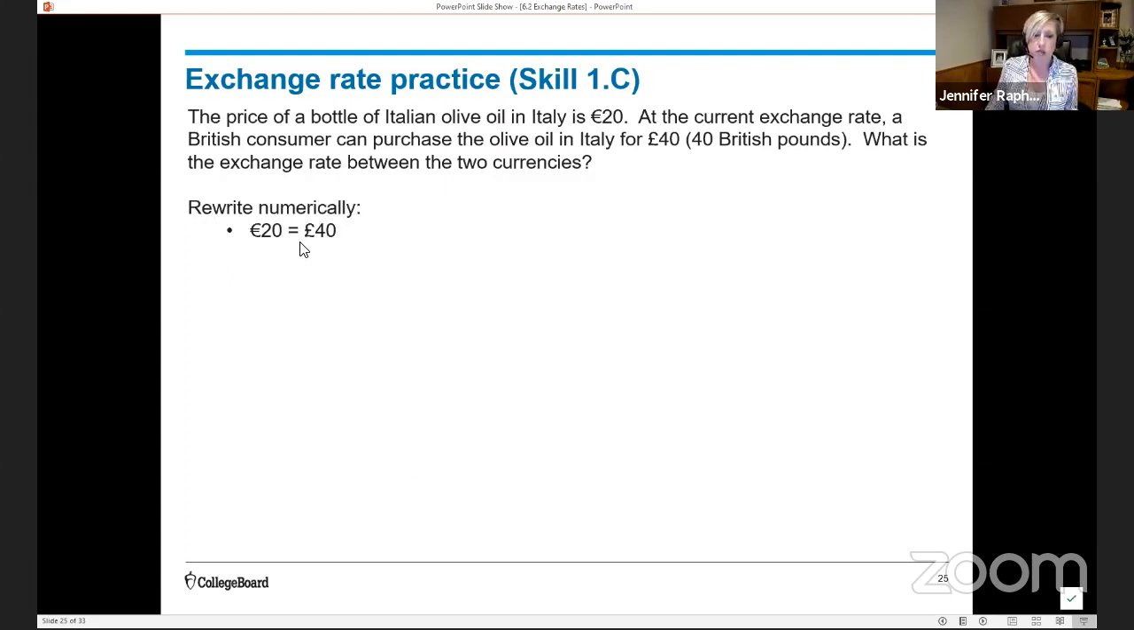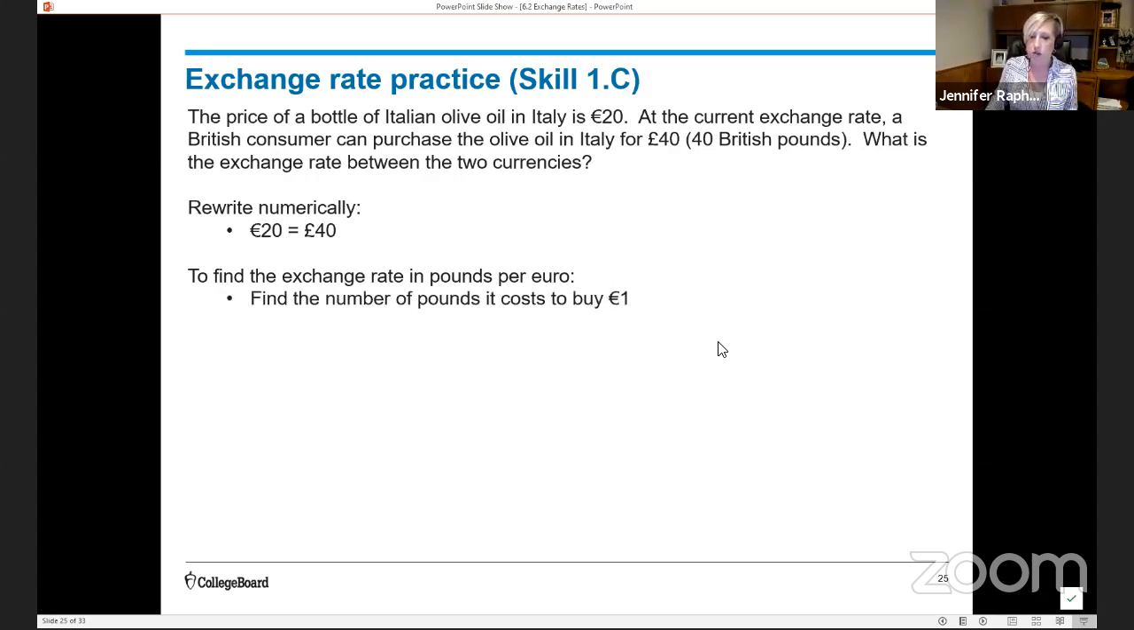So 20 euros equals 40 pounds. That's the exchange rate. So to find the exchange rate in pounds per euro, find out how many pounds 1 euro costs. Okay, and to do that, divide both sides by 20. Right, so we want to isolate 1 euro. So we're going to divide this side by 20 and this side by 20. And what we're going to see is that 1 euro equals 2 British pounds.